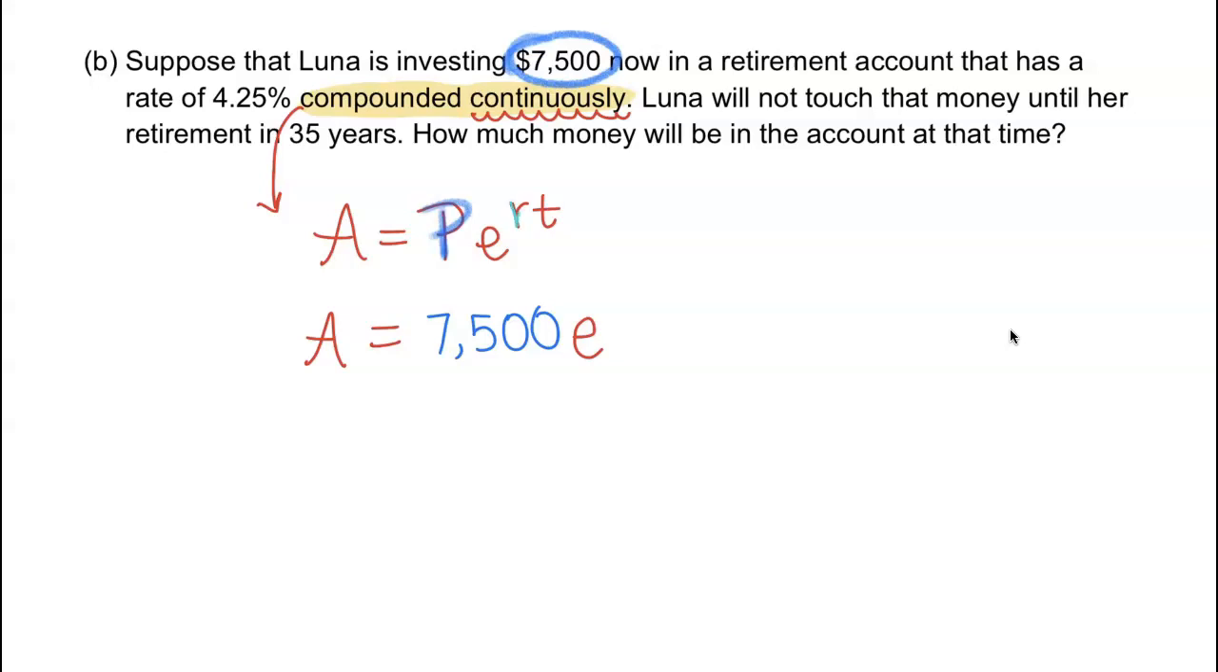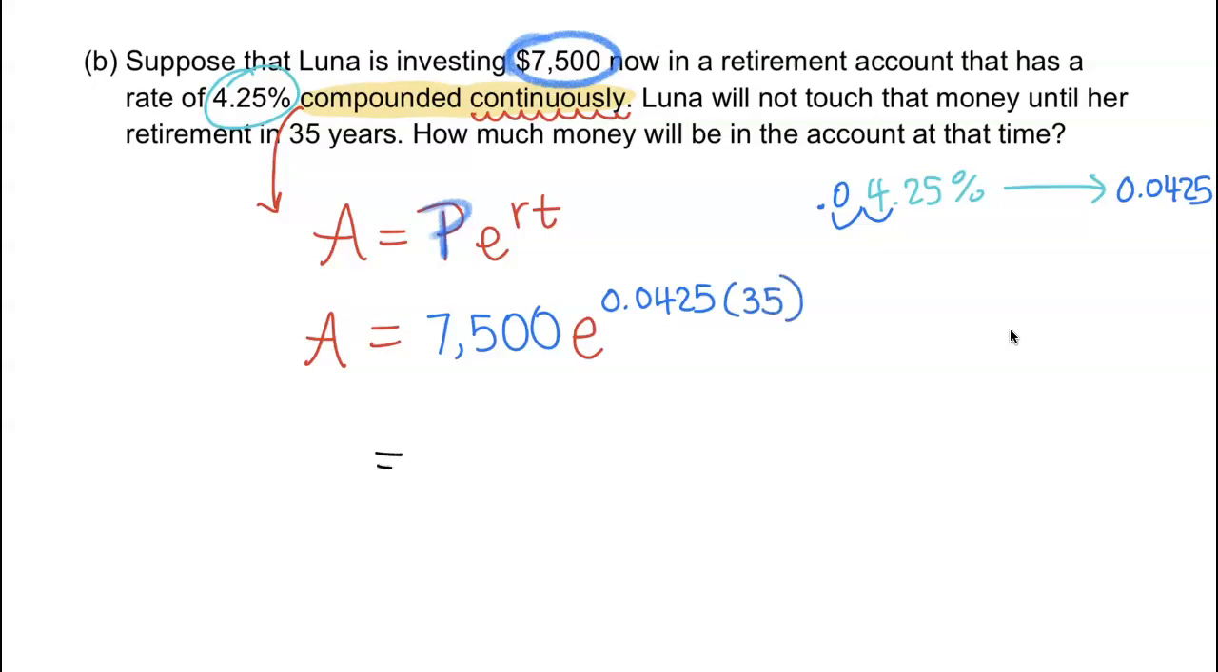So let's go and plug in the rest of it. I need to find what R is, the rate. When they said 4.25%, we need to convert it into decimal by dividing it by 100, or you can just move the decimal place 2 to the left. So R is going to be 0.0425. So let's put 0.0425 for R, and T is how long, like how many years is Luna investing? Well, she said she's retiring in 35 years, so we're going to multiply that decimal by 35. So that's the setup, and we're going to now go to the scientific calculator to type that in.